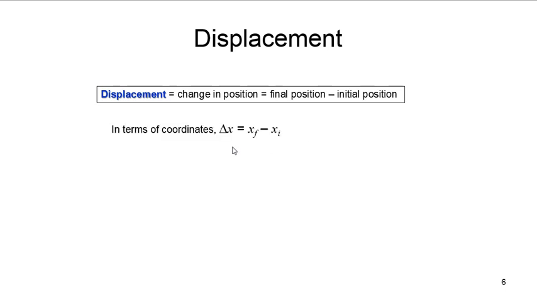So delta x is the variable that we're going to use to represent displacement. Delta x, the change in your x position. What is that equal to? It's x final minus x initial. What's x final? That's the x coordinate. We're going to have a coordinate system, like a number line with different x positions. So x final is your final x position minus your initial x position, which is x initial.